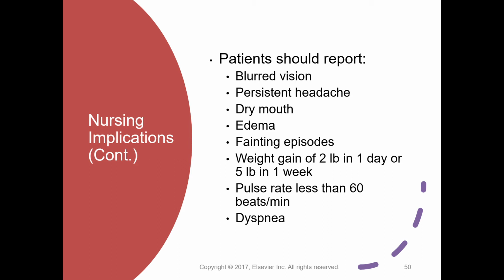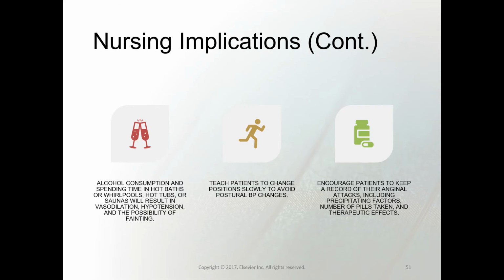Watch out with people who have heart rate below 60, and watch out with shortness of breath and people with the beta 2 especially, asthmatics and COPD. Alcohol, or spending time in hot baths, whirlpools, hot tubs, saunas can vasodilate and lead to more hypotension, so be careful with that. Teach patients to change position slowly, to go from a laying to a sitting position, to sit for a good 2 to 5 minutes. Some people say 1 to 2. I always tell them sit longer. Give that blood time to get to the brain before they actually stand up.